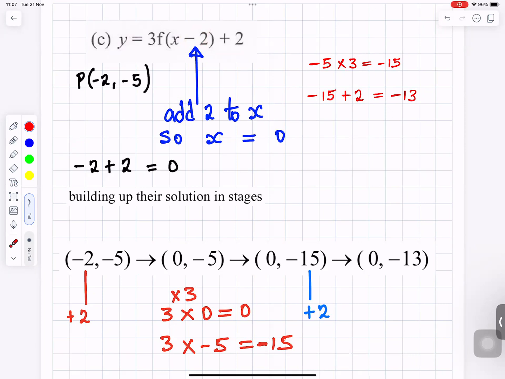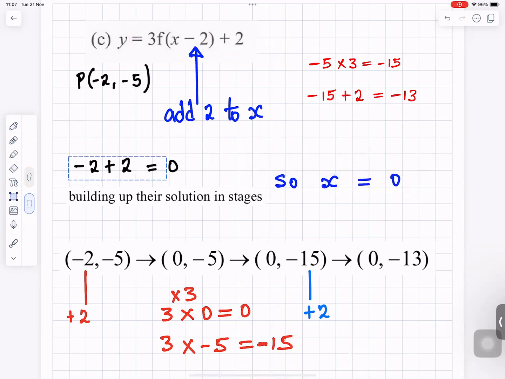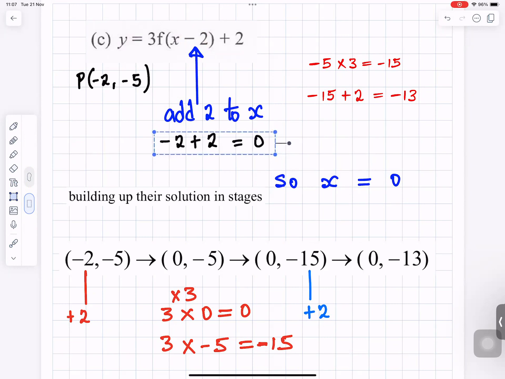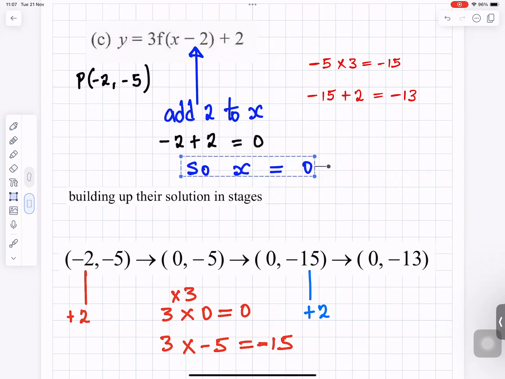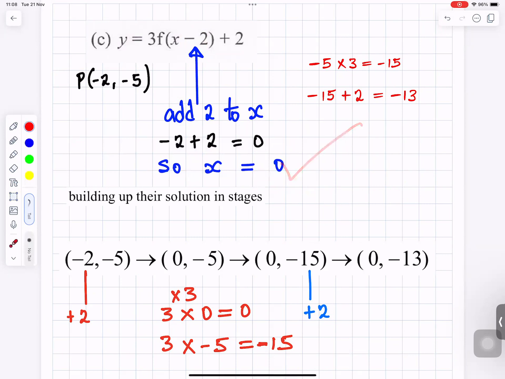So x is minus 2, and we add minus 2 plus 2, which gives us 0. So our x is now 0. This is where we start: (-2, -5). We add 2 to x, and we get (0, -5).